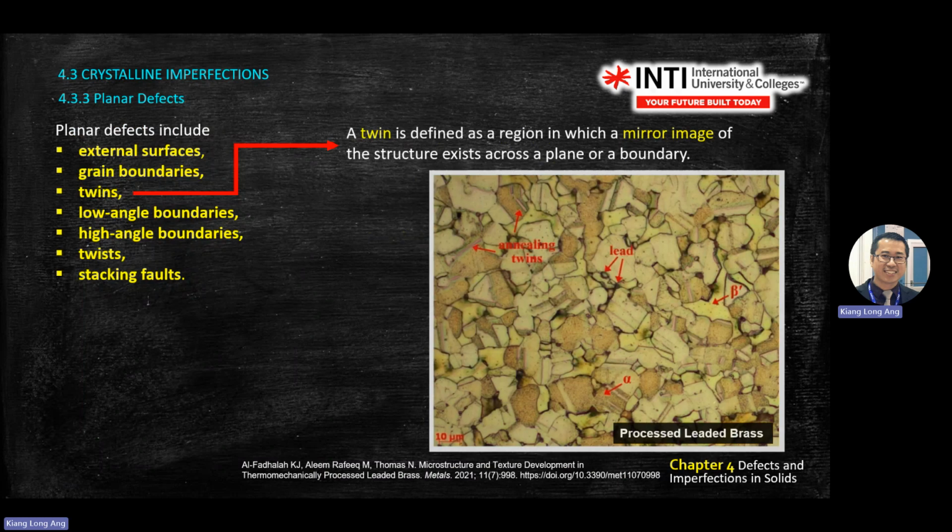Okay, another one is called twin defect. Twin defect is a mirror image. It's a mirror image of structure existing across the plane. So this one you look under microscope, and after you do etching, you'll see different color. For example, you'll see this straight line like a runway, parallel runway like that. So this one is called twin, like two lines going parallel.